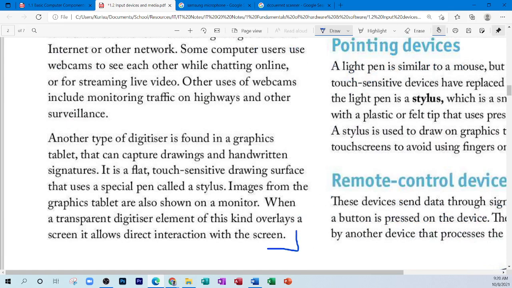The last paragraph. Another type of digitizer is found in graphics tablet that can capture drawings and handwritten signatures. It is a flat, touch sensitive drawing surface that uses a special pen called a stylus. Images from the graphics tablet are shown on a monitor. When a transparent digitizer element of this kind overlays the screen, it allows direct interaction with the screen.